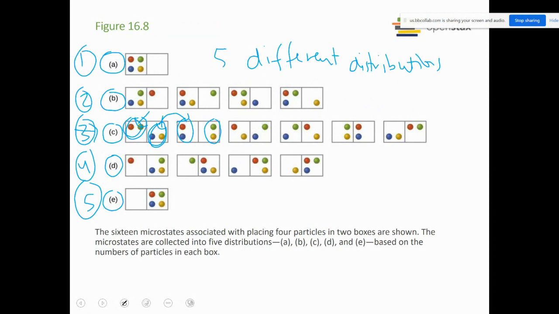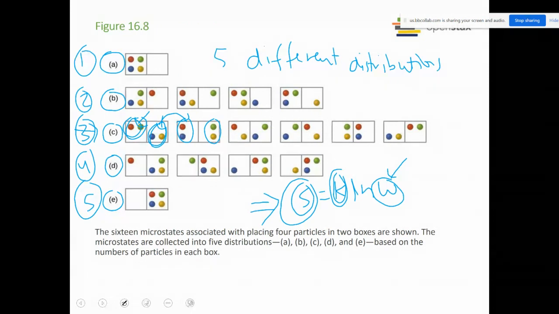All right. So basically, now look at this. My formula is S equals k ln W. Now, if I figure out my number of microstates, which is W, which I found out to be 16 in this case, I can easily find the entropy S of this system, because k is a constant that I know. All right, so hopefully this makes sense.